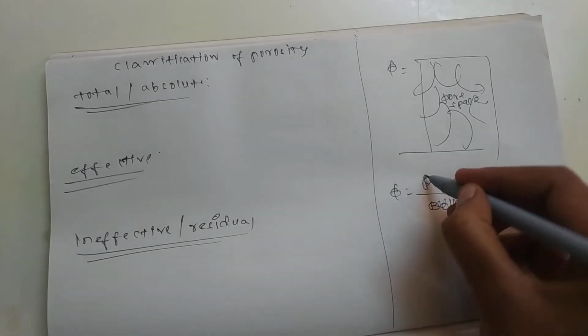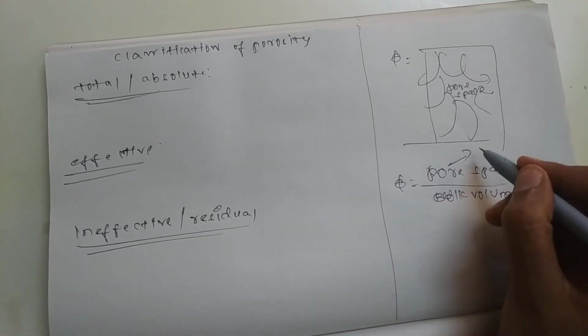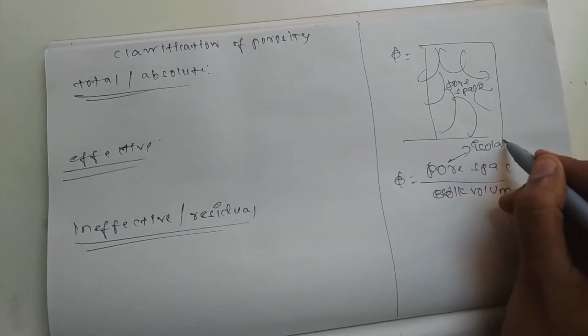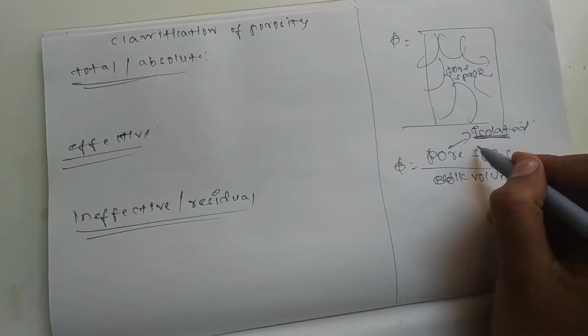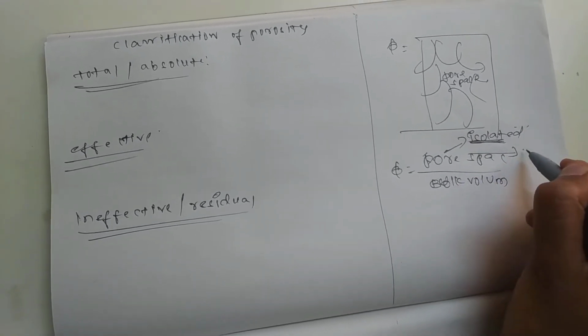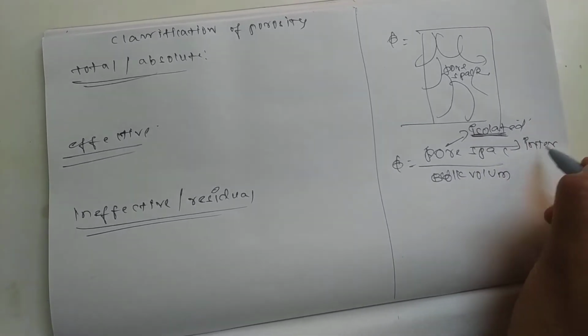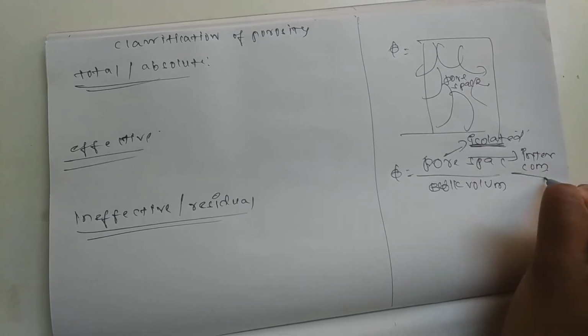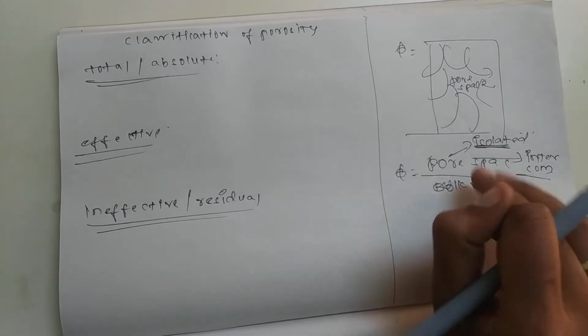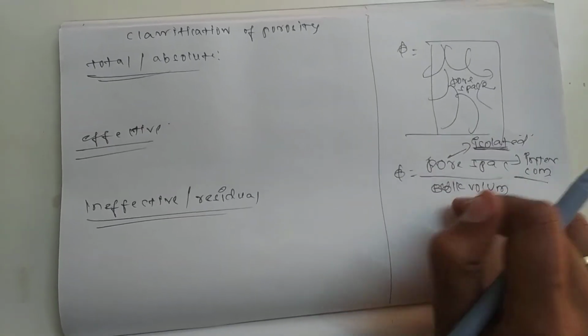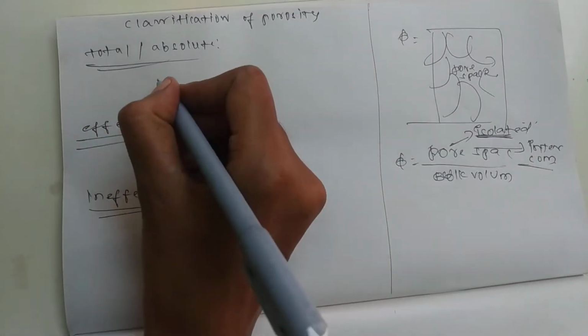And pore space can be of two types: it can be the isolated pores, where it is not connected. Generally we find these isolated mostly in shales, and also the interconnected pore spaces. So based on the type of pore spaces, the classification of porosity is done. The classification of porosity is very simple.